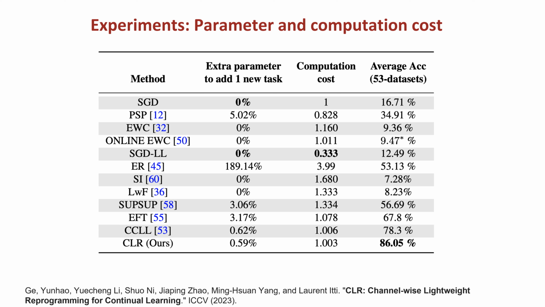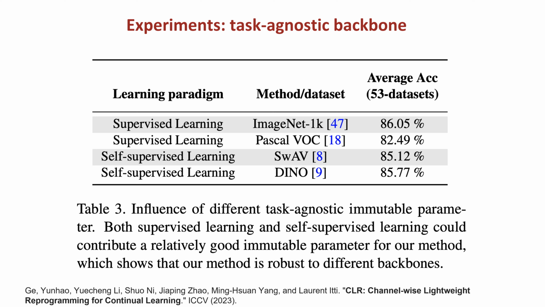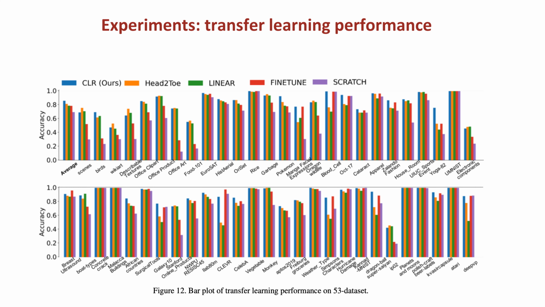Our method's memory cost is approximately only 0.6%, significantly lower than other methods that achieve comparable performance, like SupSup and ER. Additionally, we demonstrate that our model can achieve high performance even without relying on a pre-trained ImageNet backbone. Finally, we demonstrate that our method is also applicable to transfer learning.